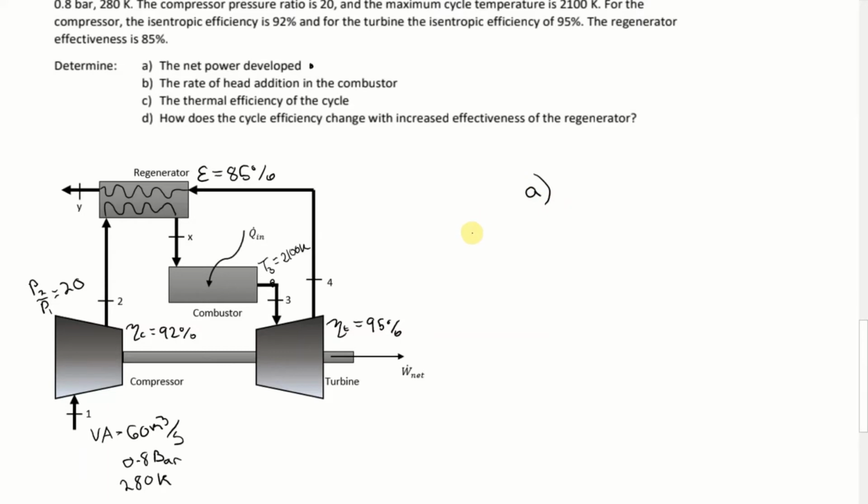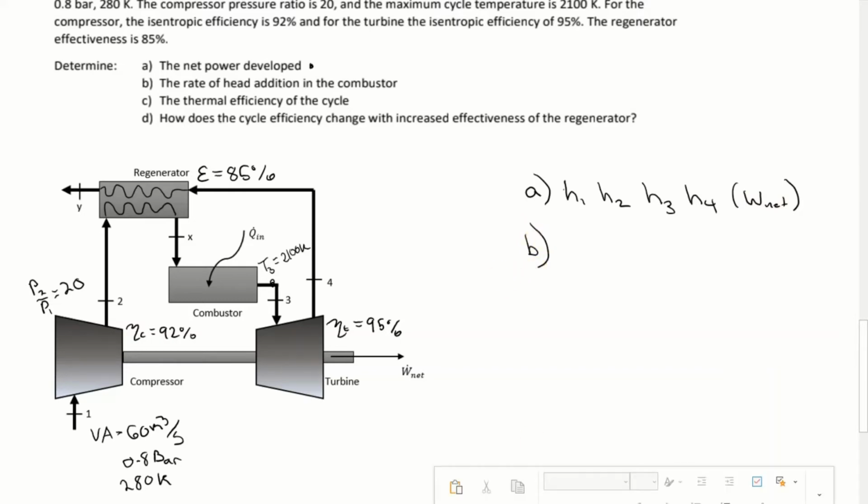So for part A, we want to find net power developed. Net power is going to be power related to the compressor, power related to the turbine. So that means we're going to be interested in state 1 and 2 and state 3 and 4. So we'll find H1, H2, H3, and H4 for sure, and we'll use that to find our work net. So question B is the rate of heat addition from the combustor. So for the combustor, we're going to be interested in X and 3. So we'll look at Hx and H3.